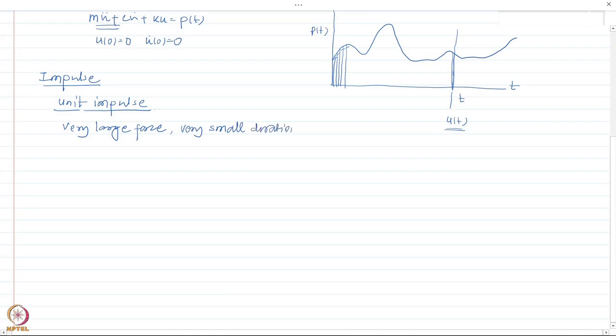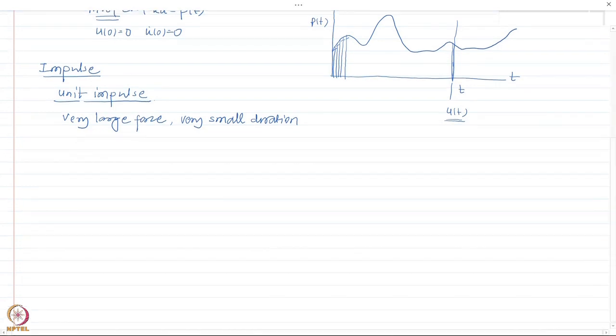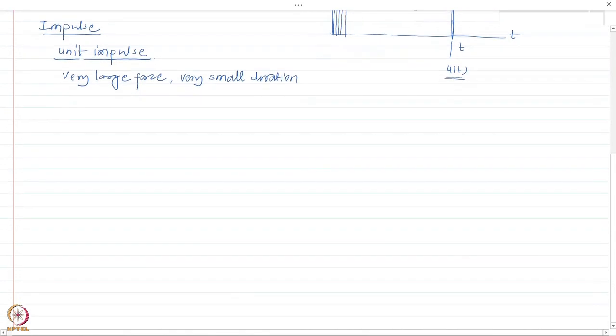Such that the area under the force and the duration is still some finite value. So basically, a force that acts for a very small time and with very large magnitude is characterized as an impulse, such that it still has a finite area under the force-time diagram. Let me draw an impulse like that.